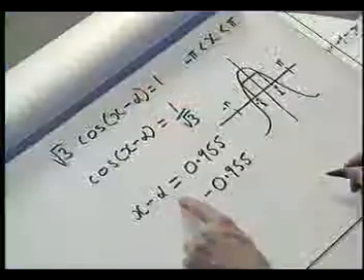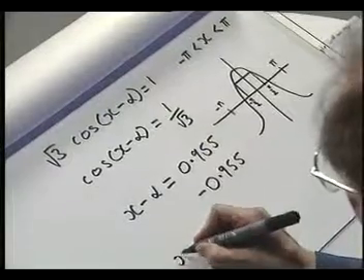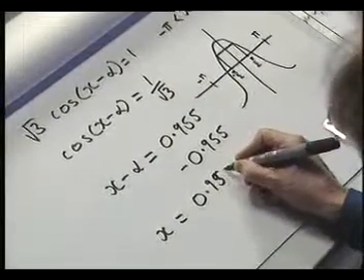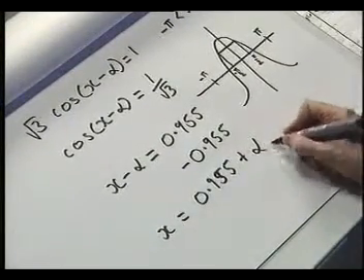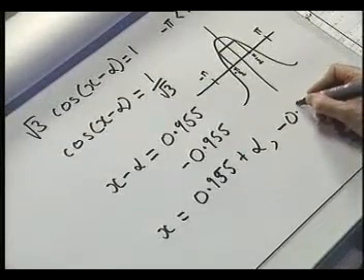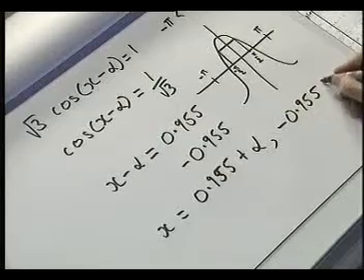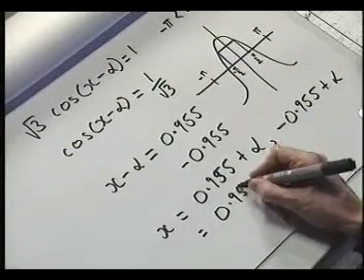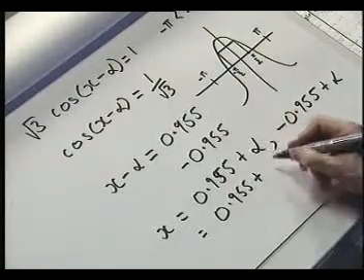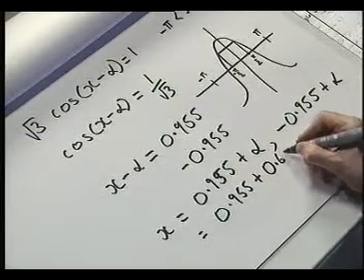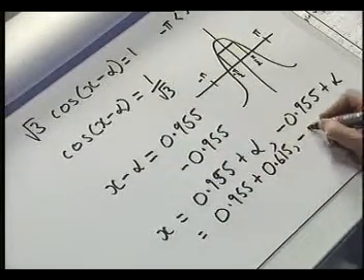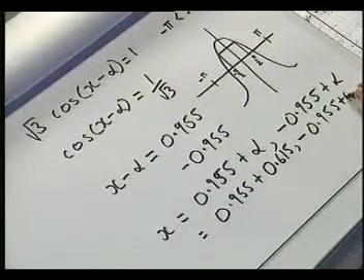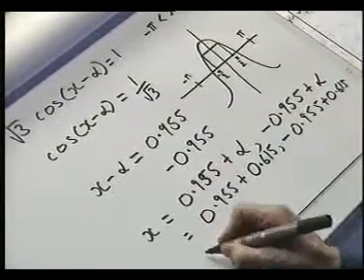Well, now we've got x minus alpha. What we need is x. So this will be x equals 0.955 plus alpha, or minus 0.955 plus alpha. And if you remember, alpha we calculated as 0.615, so we can write the value of alpha in and work out these two values of x.